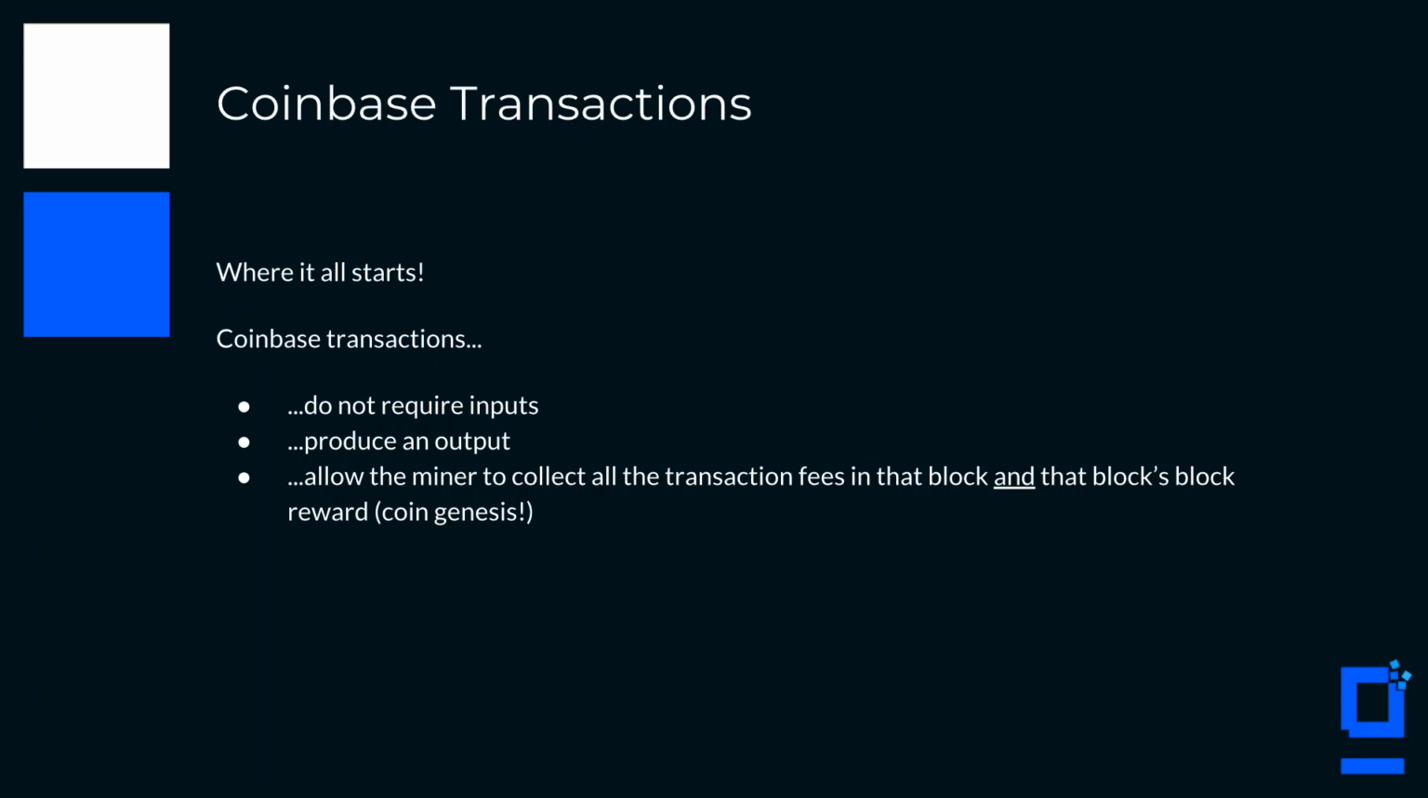They allow the miner to actually do two things. They can collect the block reward that's agreed upon by the network. For example, in Bitcoin's case, every time you mine a block, you get 12 and a half Bitcoins.